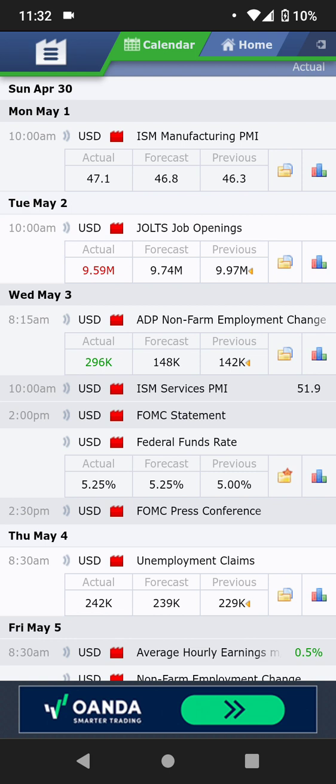All right, so the ISM manufacturing pair. It says it's high impact news. They were expected to get 46.8, but instead they got 47.1, which means they got a big push. Last year they got 46.3. So let's say you were to be on the chart and look at that. That's 46 pips, right? Cool.